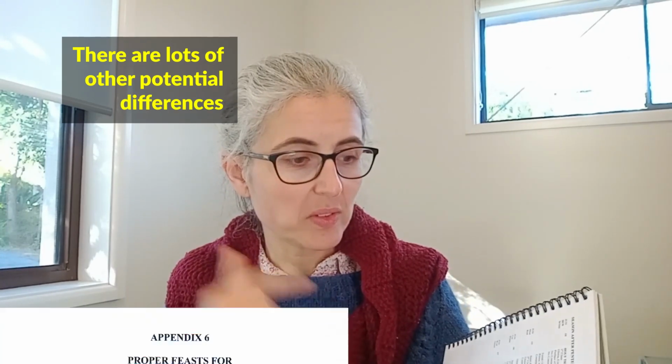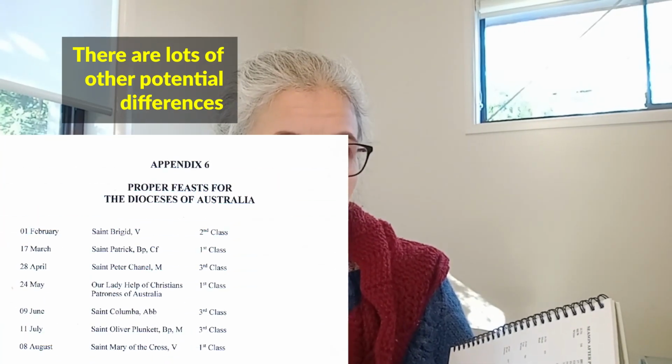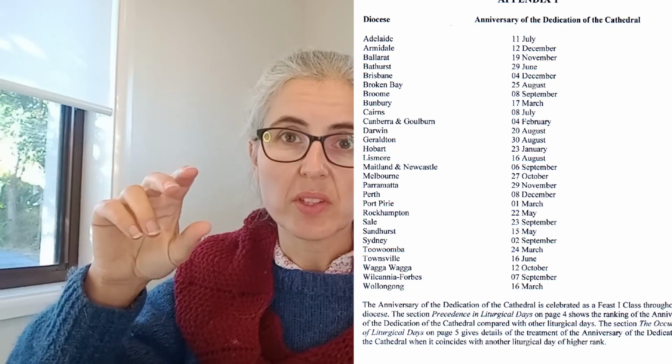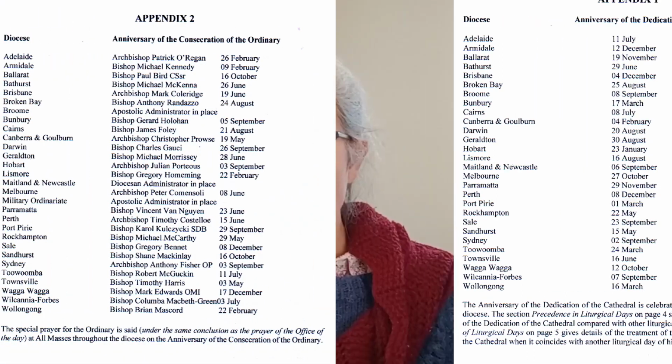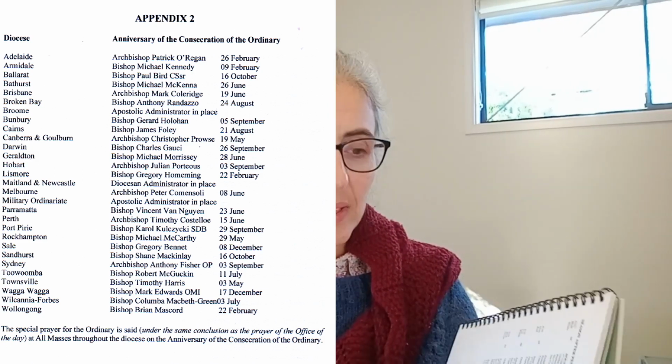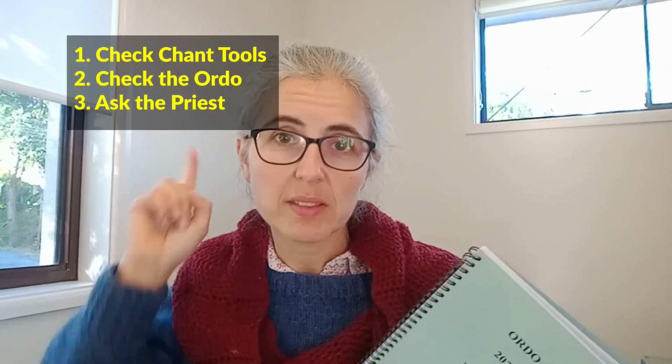So if you are in charge of this, it's good to get yourself an Ordo of some kind. There are some Ordos online, but I think they're all American. So that's good if you are in America. If you're not, then keep looking. There's not too many differences. The main difference, as far as I know, is your cathedral will have its own feast day, depending on the dedication of your cathedral for your diocese. But it only comes up once a year. Check Chant Tools, check the Ordo, and sometimes the Ordo will give you an option. So the best thing is to ask the priest.